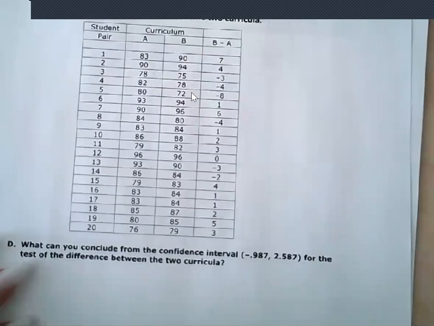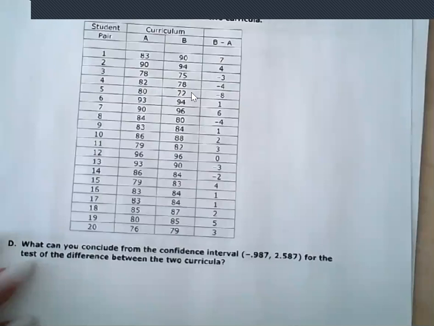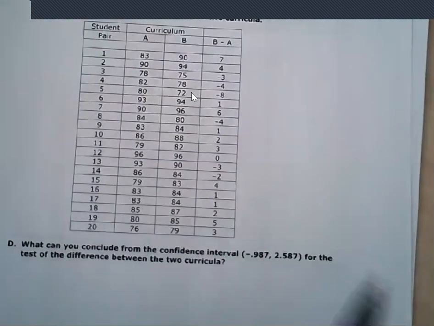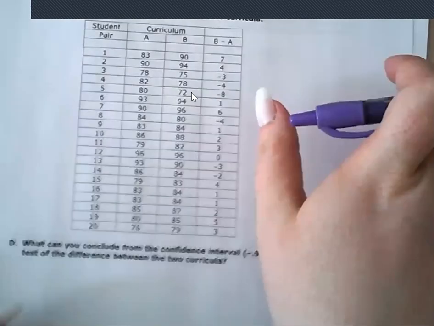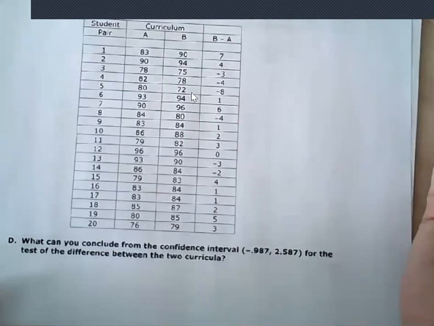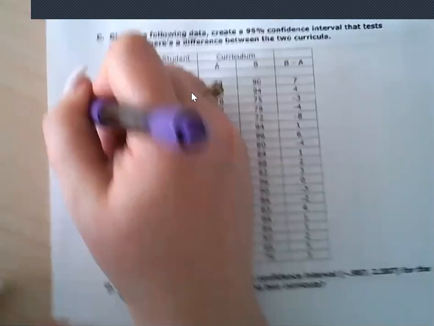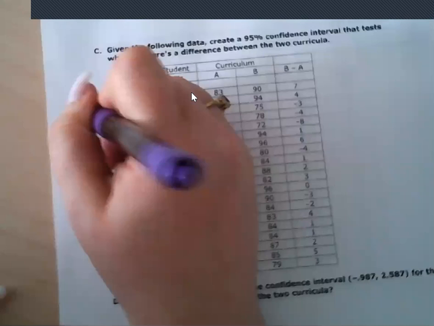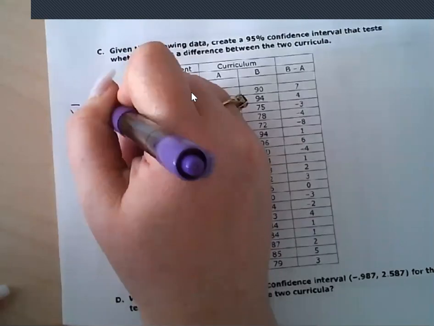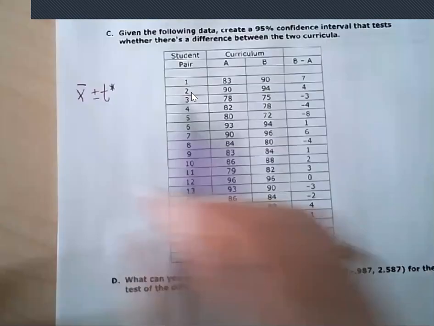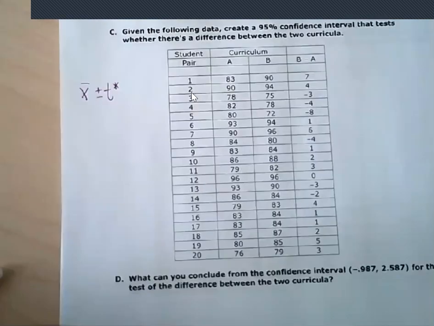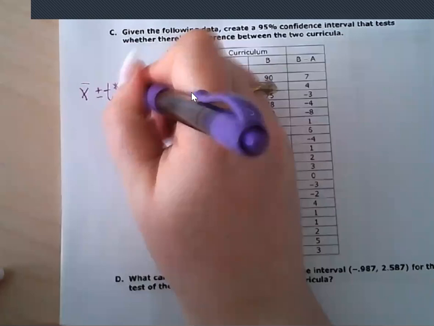So they're asking for a 95% confidence interval, and that's what we're going to do. So the first thing I need is some data. Remember, the confidence interval is going to be X bar plus and minus T star, because we're doing a T interval, because we don't know the population standard deviation, times S over root N.